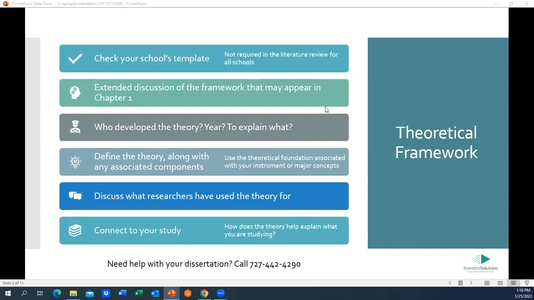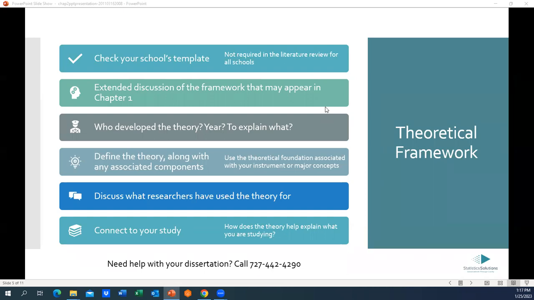Okay, next, the theoretical framework. Again, check your school's template. Sometimes the theoretical framework goes in the chapter 1 only. Sometimes it only goes in chapter 2. Sometimes, which is more often the case, you talk a little bit about it in chapter 1 and then you expand upon it in chapter 2. So if your theoretical framework needs to appear in chapter 2, and you already have it in chapter 1, it just means there's more elaboration on it.